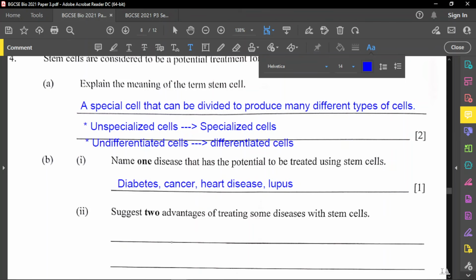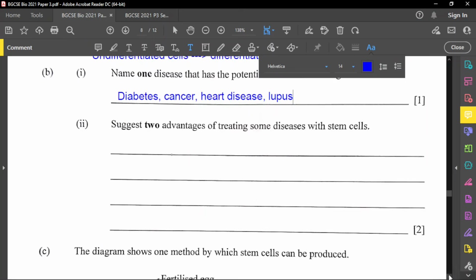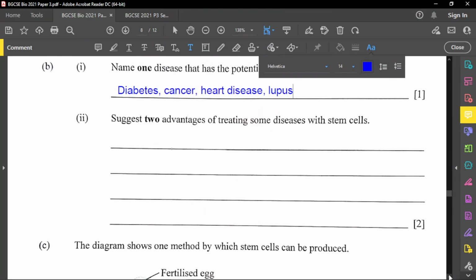All right, so part B2 is to suggest 2 advantages of treating some diseases with stem cells. So what are some of the advantages? Think about it. You're using stem cells, you're replacing cells with other cells, using cells to make cells that you're missing in the body. If you're missing these cells and use cells to make them, what are some of the advantages? Let's think about it. These are 2 marks, so let's just list as much as we possibly can right here.